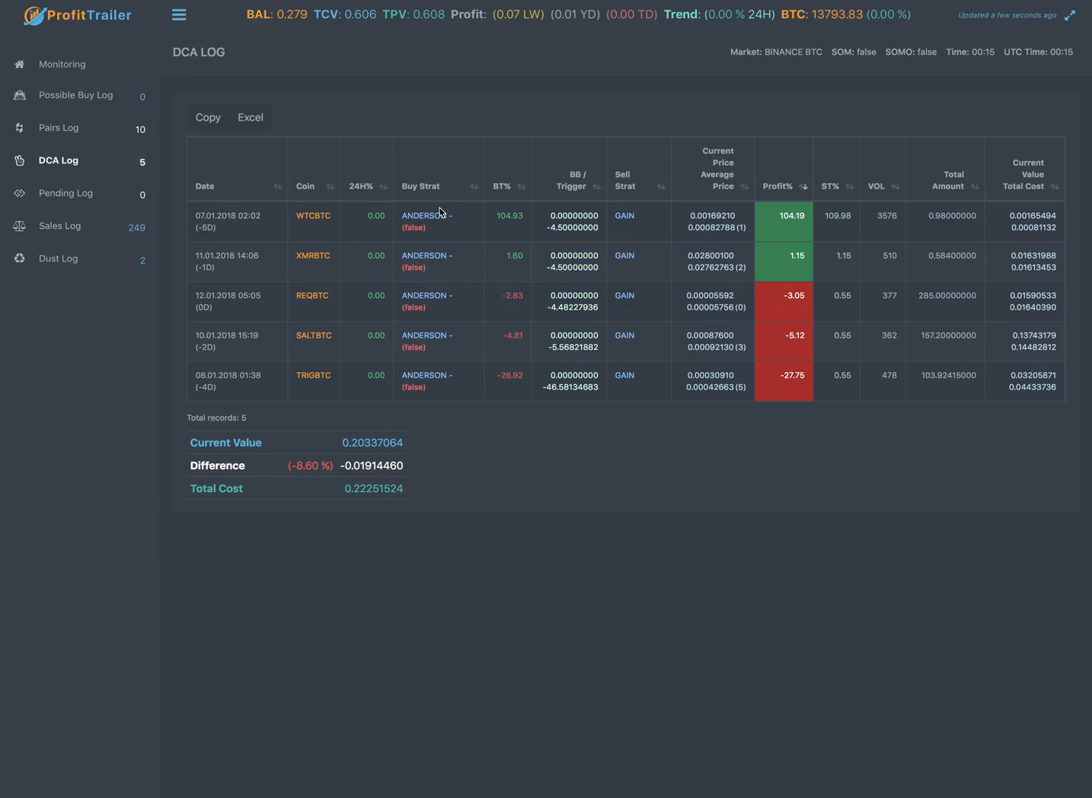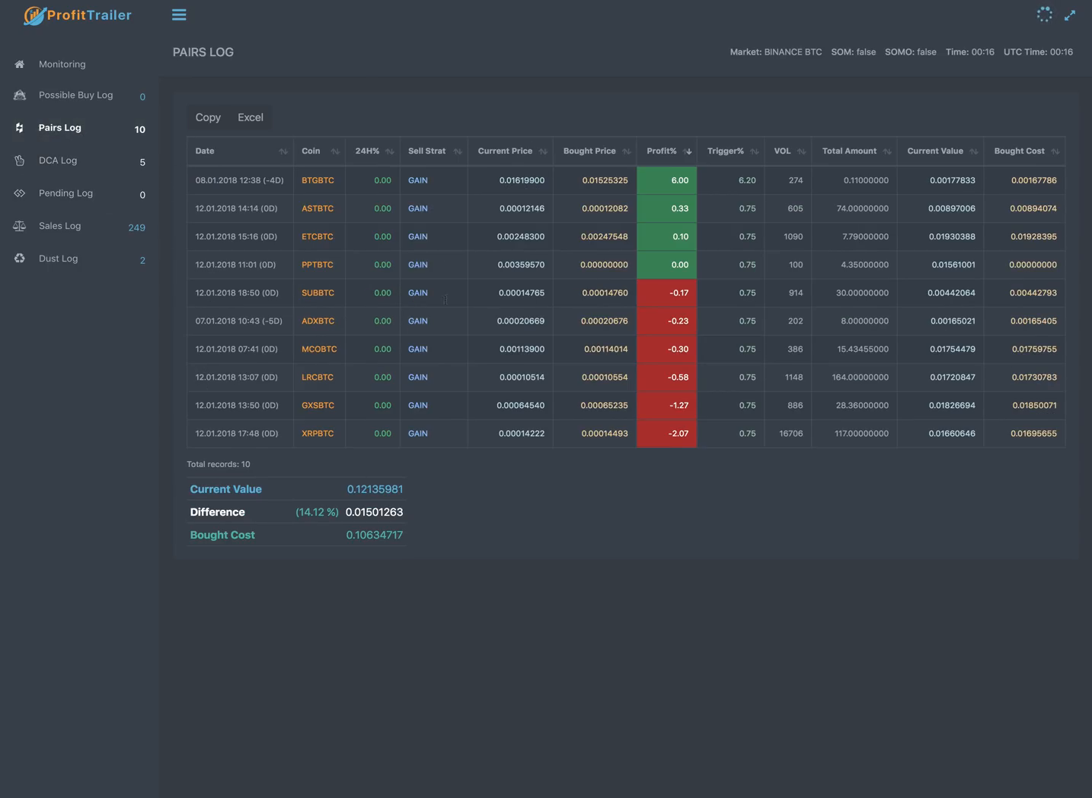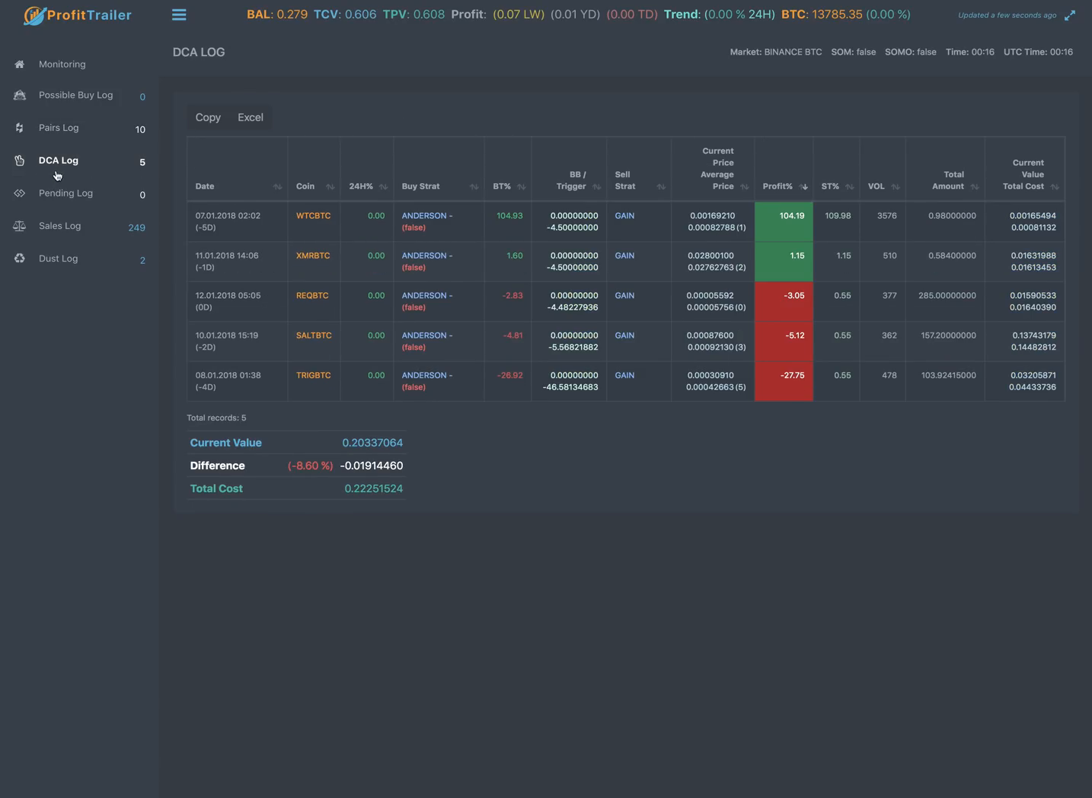So now we go to the DCA log, and this is where you're gonna see a couple really crazy numbers. So WTC I'm holding, okay, this is the DCA log. The pairs log is what you're holding, what the bot has purchased, and then the DCA log is the same thing. These just ended up going in the negative. And what this is called is dollar cost averaging. So on the way down, when a coin is falling, the bot is buying at increments on the way down.